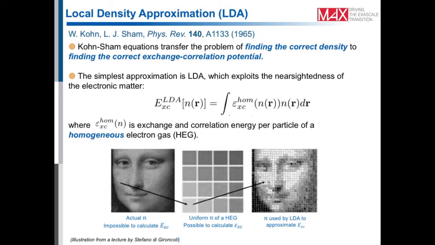So the exchange you can calculate analytically, and correlation you can calculate using quantum Monte Carlo. And then you can take this value and try to approximate the actual exchange and correlation functional. Okay, so it would be like making a picture out of small pieces that correspond to a homogeneous electron gas.